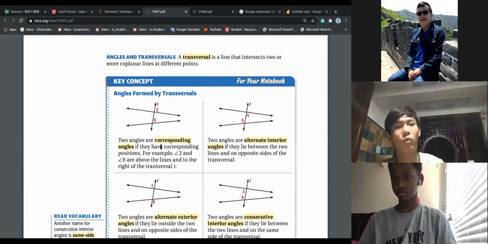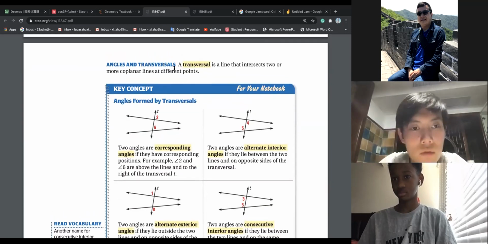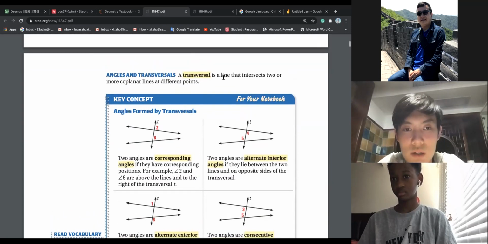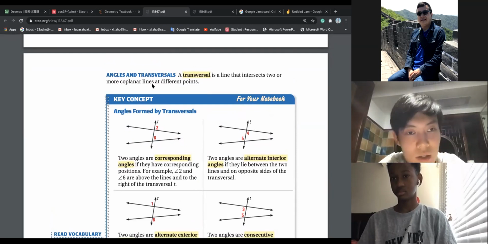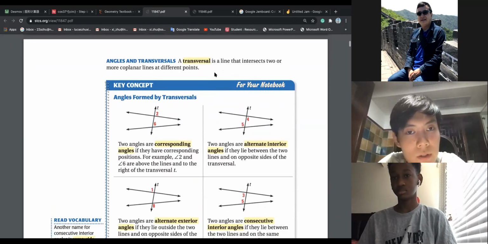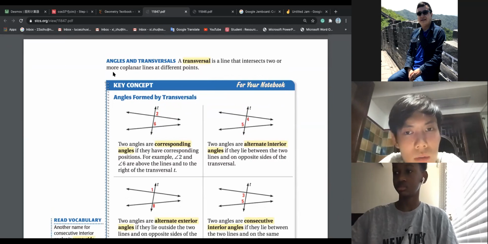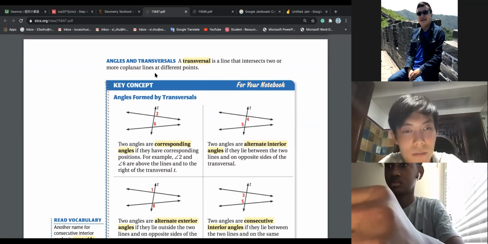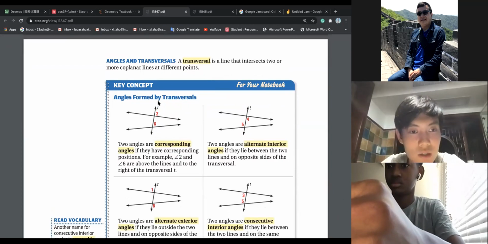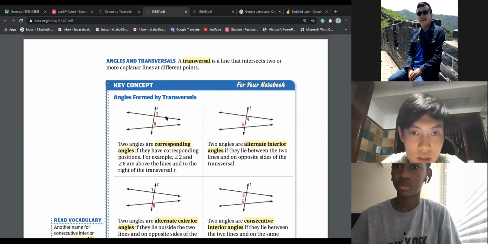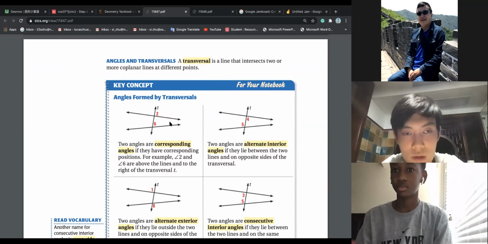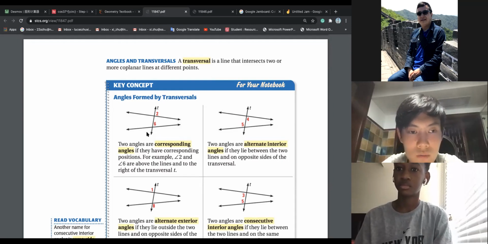Okay, this part is pretty important. A transversal is a line that intersects two or more coplanar lines at different points. Like this one, line T intersects two lines, so you call line T a transversal.